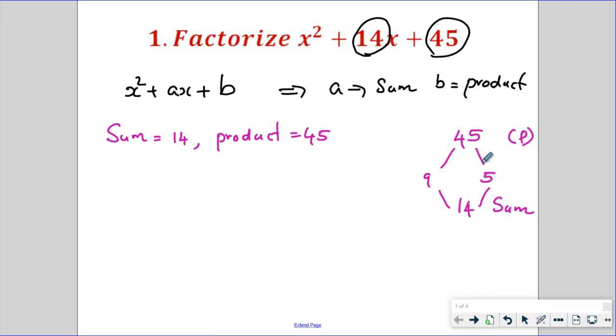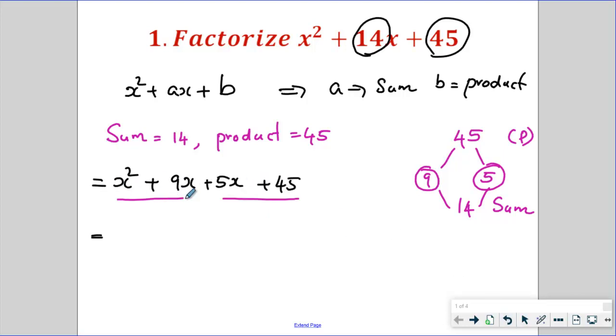If you multiply 9 and 5, what is the answer? If you multiply 9 and 5, 45. First you have to take the factors, then you have to check the addition. If you add the two numbers and the answer is correct, then you can take those two factors. Here 9 and 5. Using this 9 and 5, the above polynomial can be written as x square plus, instead of 14x, we can write 9x plus 5x. If you add this 9x plus 5x, the answer is 14x. 9 plus 5, 14x. That is like terms. This 14x can be written as 9x plus 5x.